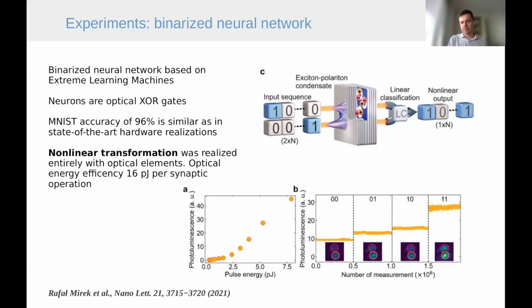So as I mentioned before, this nonlinearity is very bad in optical systems. But here we managed to upgrade it so much, increase it so much that it was able to do the job at a quite high energy efficiency of 16 picojoules per operation, which is actually comparable to the best electronic device. But of course, this is only optical energy, and there was other energy consumed for controlling the system.